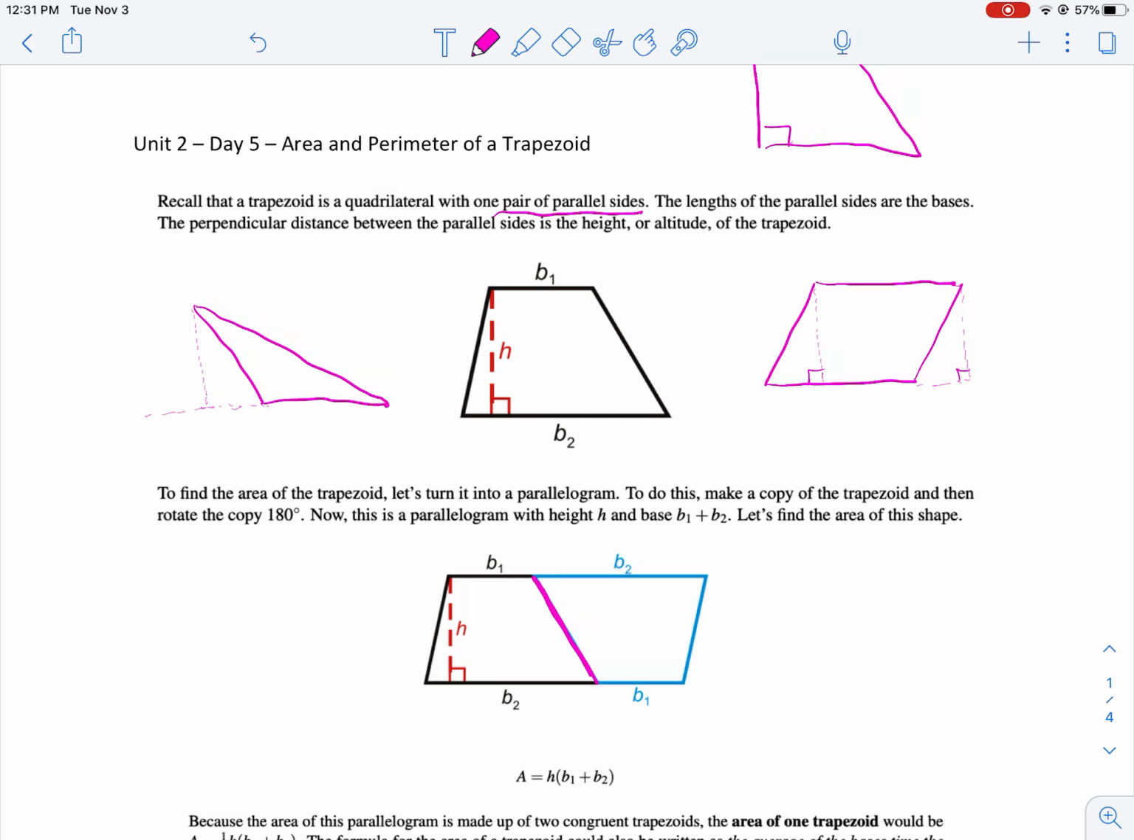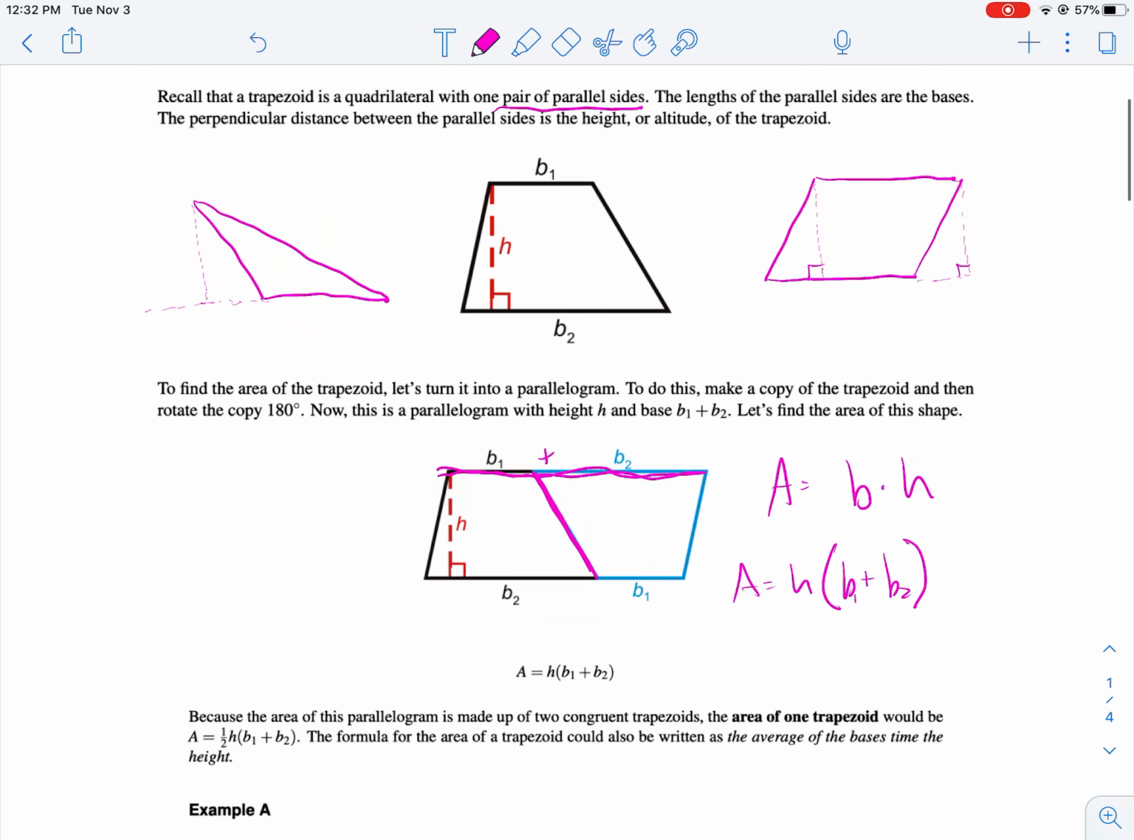Again, the area of a parallelogram is just base times height. We have a height here, but our base is actually B1 plus B2. Let me move that H to the front. If we were trying to find the area of this parallelogram, this is what we would have to do. We'd have to add those two bases up, base 1 plus base 2, in order to get this length right here, and then multiply by the height to get the area.